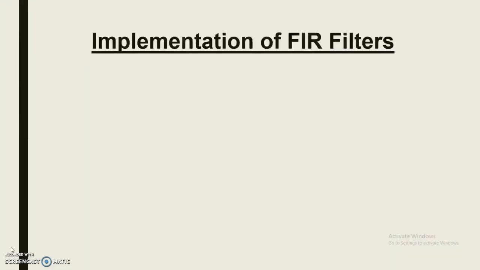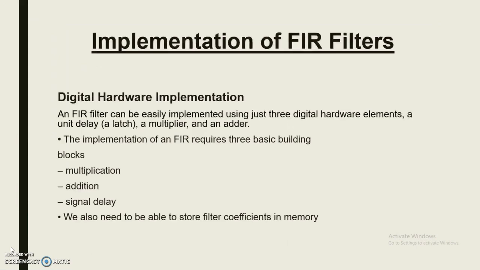Implementation of FIR filters. Digital hardware implementation. An FIR filter can be easily implemented using just 3 digital hardware elements: a multiplier, an adder, and a signal delay. Multiplier. In a DSP system, the multiplier must be fast and must have sufficient precision to support the desired application. A high quality filter will in general require more multiplications than one of lesser quality, so throughput suffers if the multiplier is not fast.